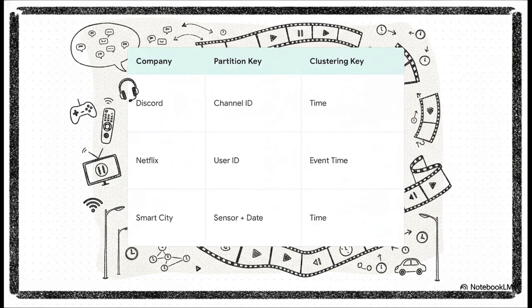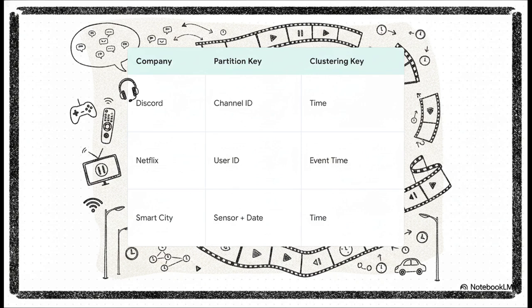Take Discord, for example. They store over 4 billion messages. Because users usually just want to see the last 50 messages in a chat, Discord uses the channel ID as the partition key and time as the clustering key. This means all messages for a specific channel live on the exact same physical node, and they're already sorted by time. Fetching the last 50 messages is just one quick sequential disk read.